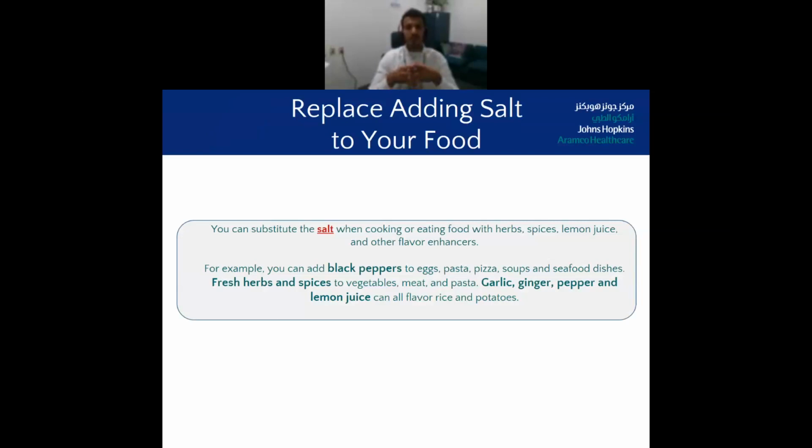And that could be lemon, spices, ginger, and herbs, and all of that can taste good and with less harm of the salt and sodium. For example, you can add black pepper to the eggs or pizza or soups or seafood dishes, and also fresh herbs and spices to the vegetables and meat and pasta. Also, garlic or ginger or pepper and lemon juice can all flavor rice and potatoes and whatever dish that we want to have during the day. So it's important to reduce the salt intake.